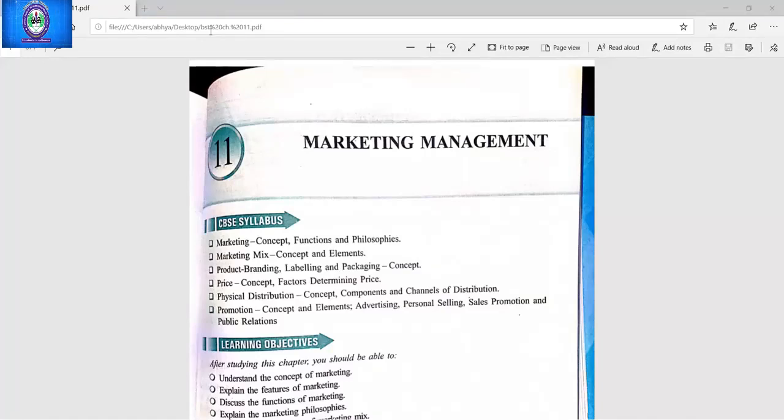Morning everyone. Okay, so today we'll be starting a new chapter in BST 12th class, marketing management. It's a very important chapter from a theoretical point of view as well as from a project point of view, because as you all know, in 12th class BST there is a project work of 20 marks, and you have to do that project work from this chapter.